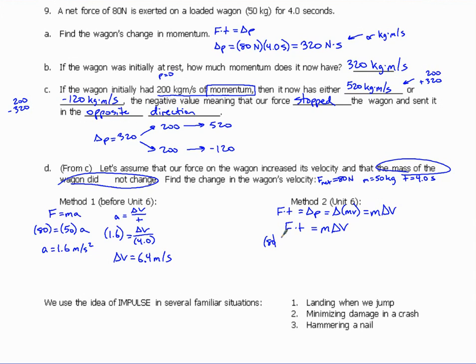Force is 80. Time is 4 seconds. Mass is 50. And we're looking for delta v. We find that delta v equals 6.4 meters per second, which is the same answer that we got using previous formulas.